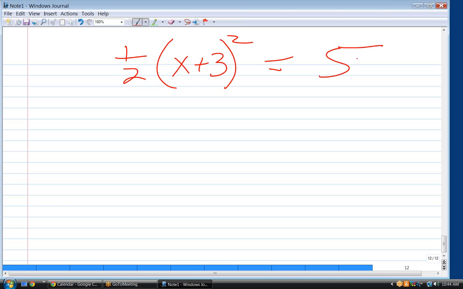So 1/2 (x plus 3) squared equals 5. Okay. What's the simplest way to solve this? There are also like 3 different ways to solve this, but there's one way that is particularly straightforward, simple, and by far the quickest.